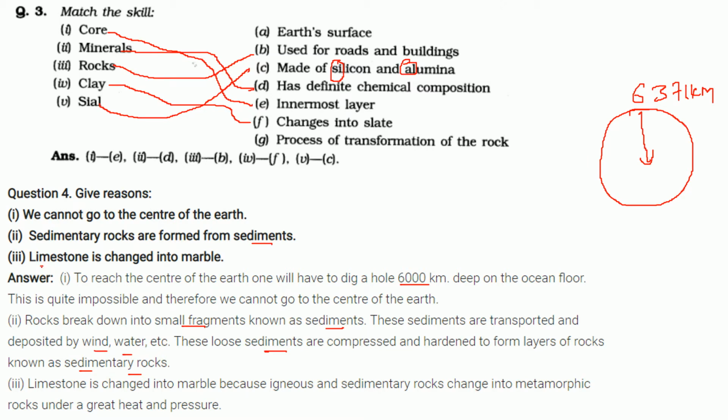Then we have, limestone is changed into marble. Limestone is changed into marble because igneous and sedimentary rocks change into metamorphic rocks under great or high heat and pressure.